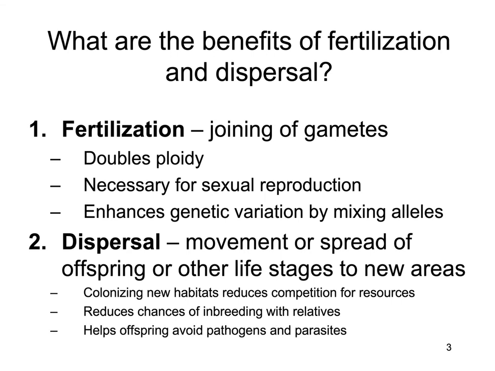And lastly, it helps offspring avoid pathogens and parasites. The idea here is that if you've got a bunch of individuals in a really dense population in one place and a pathogen or parasite arrives there, it's going to spread like wildfire through that really dense population. Whereas if you have a few individuals that go out and disperse to new places, they're in a completely separate location that's potentially geographically isolated from that really dense population, and so they can potentially avoid those pathogens and parasites.